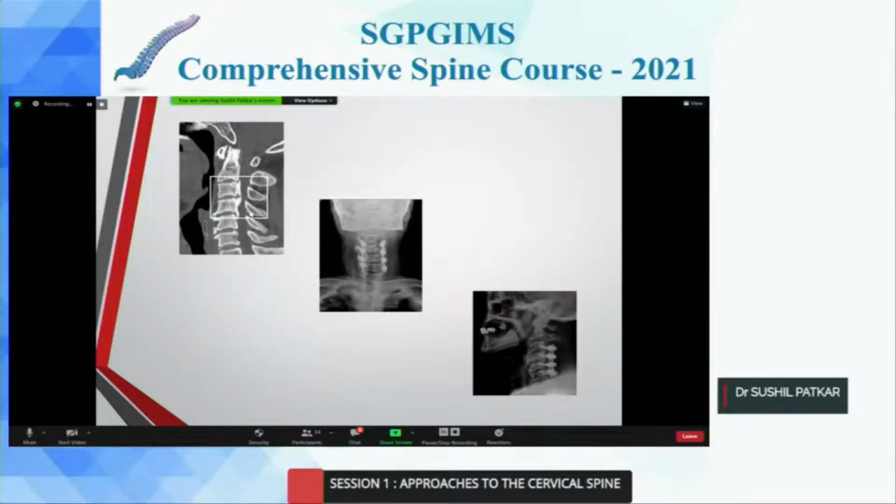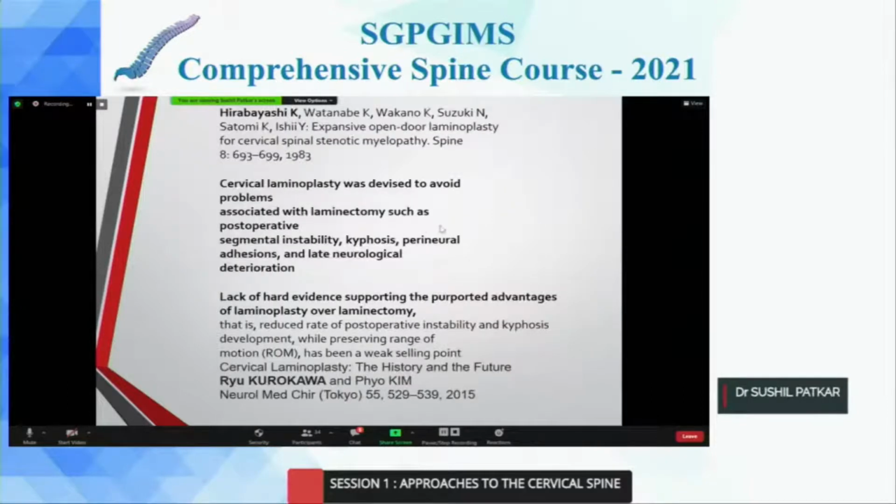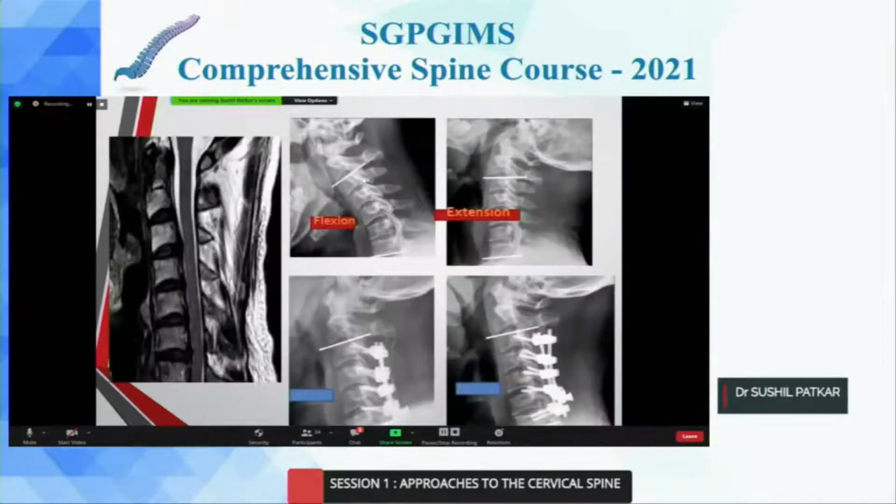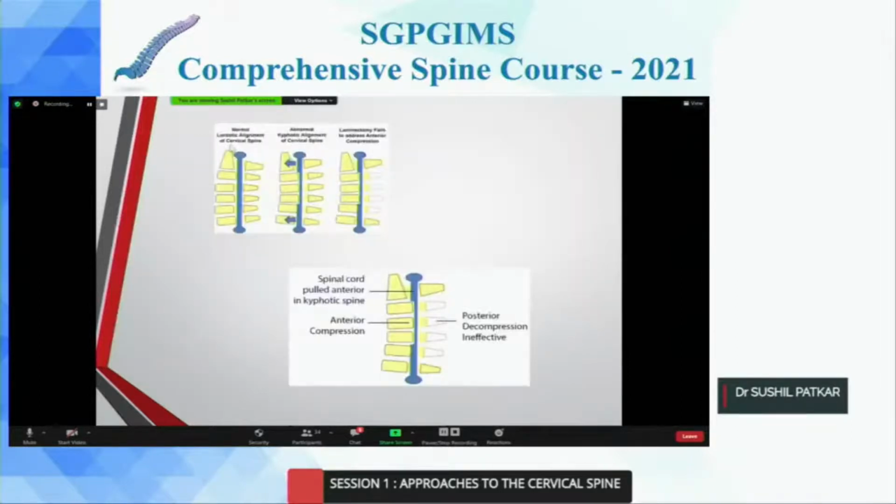Cervical laminoplasty was devised to avoid the problems associated with laminectomy, such as postoperative segmental instability, kyphosis, perineural adhesion, and late neurological deterioration. But there is hardly any evidence to support that. Now, see, this is an example of a patient, and you can see flexion extension. Even there is some element of instability. So, good decompression and lateral mass fixation definitely arrest the progress of the OPLL. Otherwise, you do a good decompression, you get initial benefit, and as the kyphosis progresses, the patient worsens again.